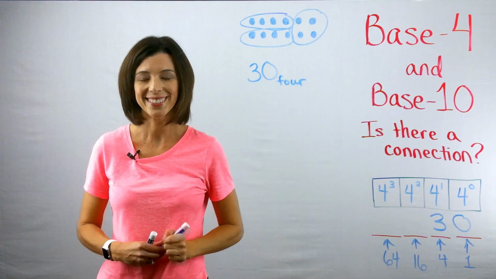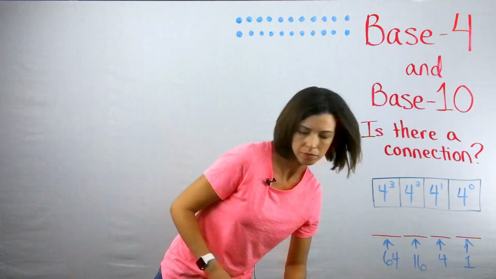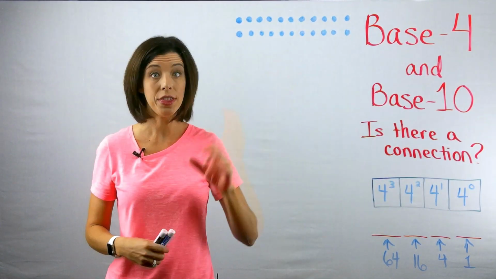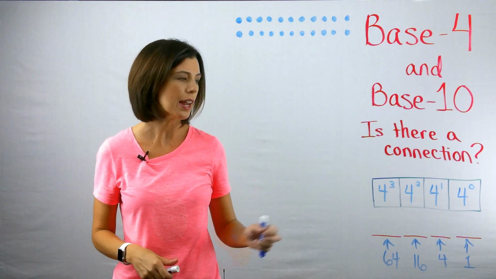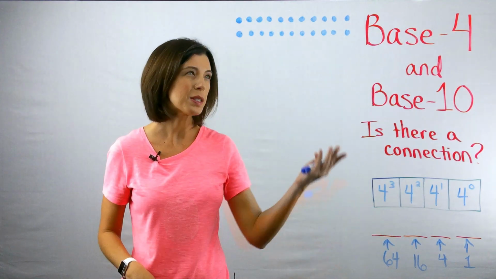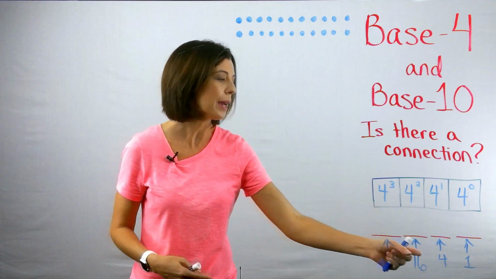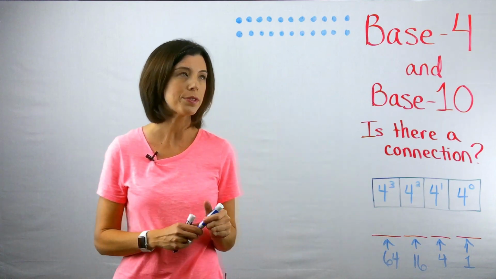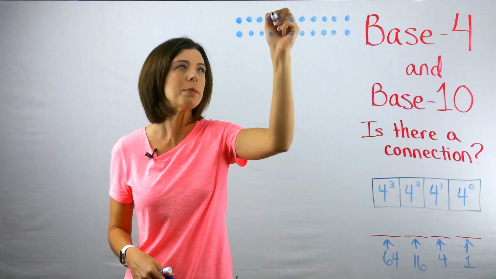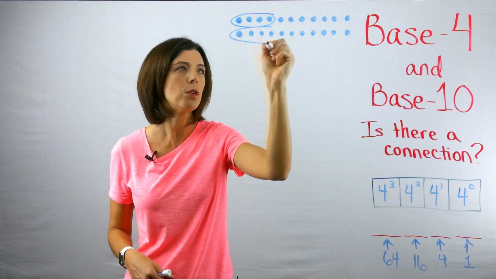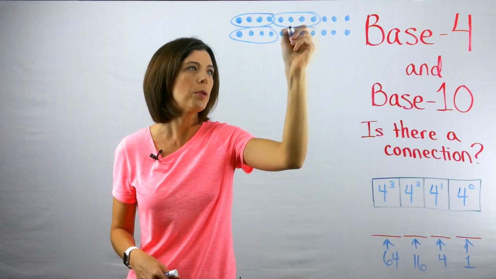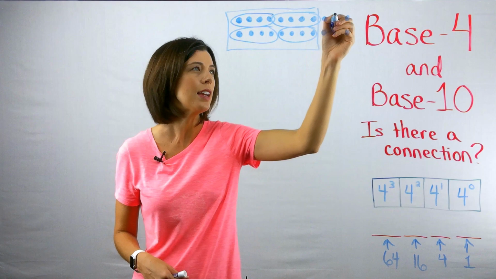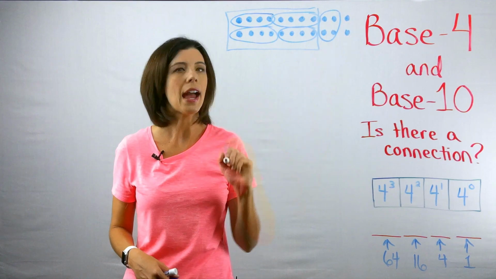Let's try another one. So now I have this amount of dots. Let's take a look again. I can group by 1s, but I'm going to be able to at least make groups of 4. I even noticed that maybe I can make a group of 16. So let me start with 4s first. I've got 4, 4, 4, 4. Okay, so I can make a group of 16. Then I've got another 4 here and 2 1s.